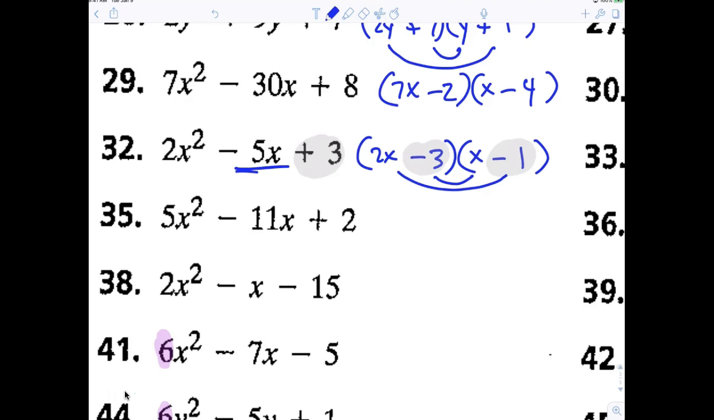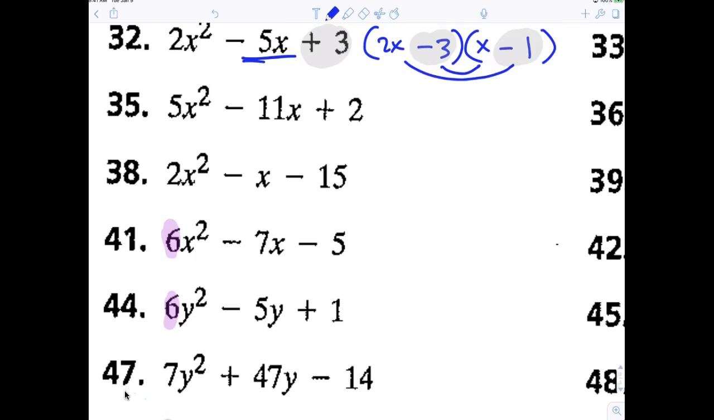If you switch the 1 and the 3, that's considered the hardest problem because there's 2 possibilities to make the middle term. You hear me? But only one will work. Only one will work. All right, let's go with 35.